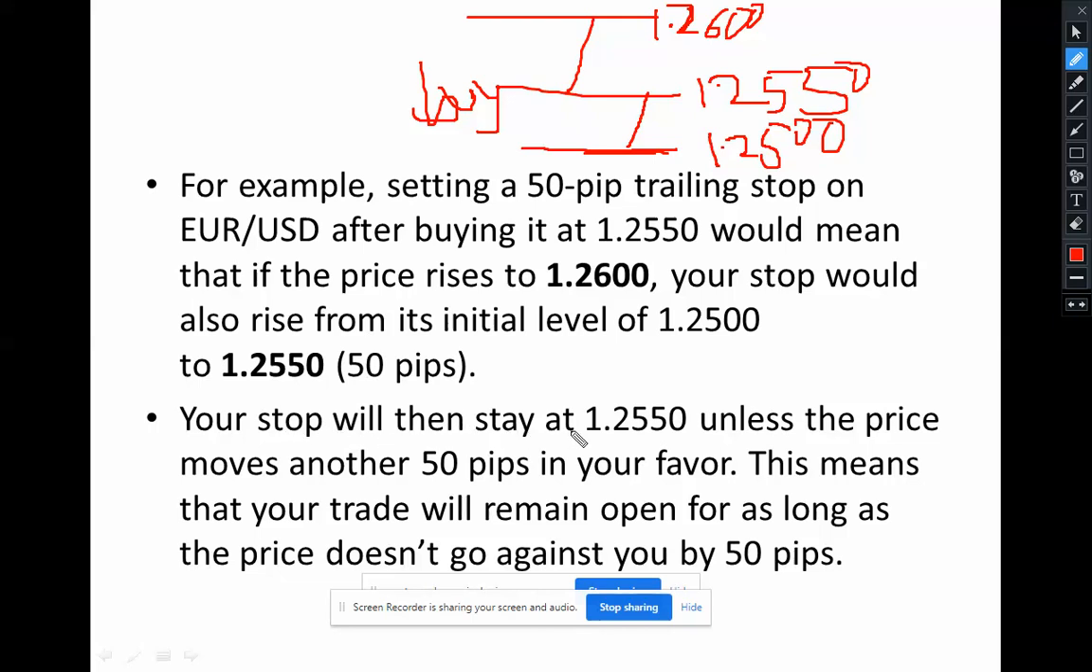So your stop will then stay at 1.2550 unless the price moves another 50 pips. If the price keeps moving higher, to 1.2650, then your stop loss also will move another 50 pips, from 1.2550 to 1.2600. So this means that your trade will remain open for as long as the price doesn't go against you by 50 pips. So that is how trailing stop loss works.